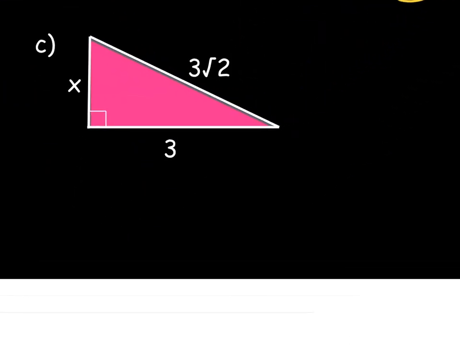Last but not least, somebody hook me up. This one is not as scary as it looks. Yes, ma'am? So we do x squared plus 3 squared. Sorry, I had to switch colors. x squared plus 3 squared equals 3 square root of 2 squared. Okay, so 3 square root of 2 squared.